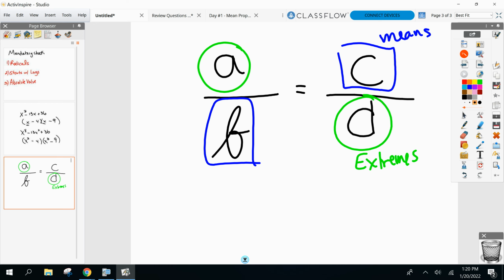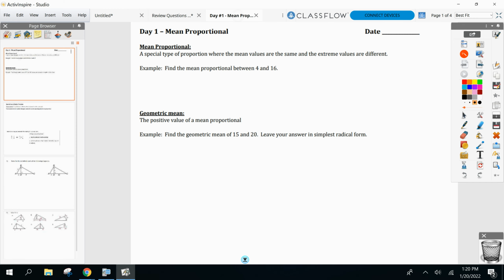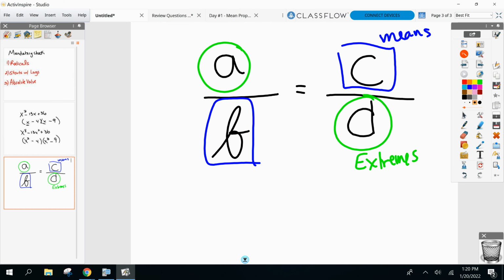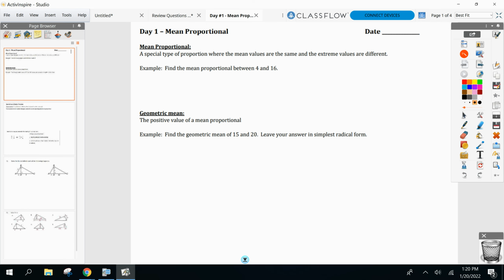Right now, what we're going to talk about is a special type of proportion called a mean proportion. And what happens in a mean proportion is the following. Whatever's in place of the means are exactly the same. The same values are in for the means, two different values in for the extremes. That is called a mean proportion. Means are the same, extremes are different.